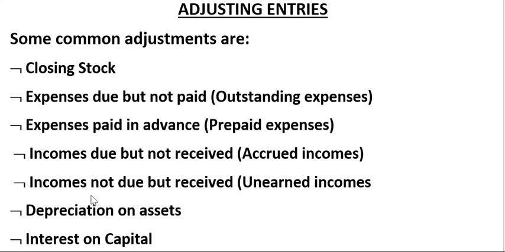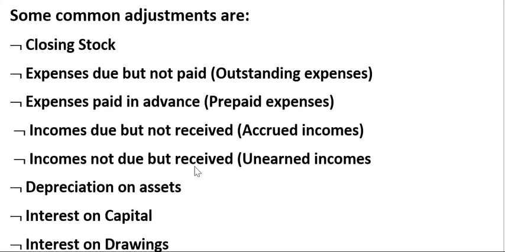Income not due but received, that is, your income was not due but you have received it. So it will overcast your profit and loss account. Okay, because income was not due but you have received. So it is called unearned income.